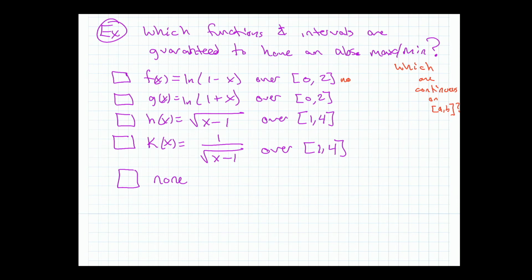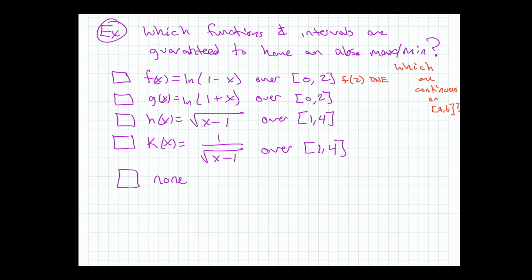Why not? Because if you put a 2 in there, you'll have ln of negative numbers. Like if you put in 2, ln of 1 minus 2 is ln of negative 1, which is not even defined. I'll write it this way: f of 2 does not exist. That's a short way to write it. So it's not continuous because it doesn't even exist on the whole interval.